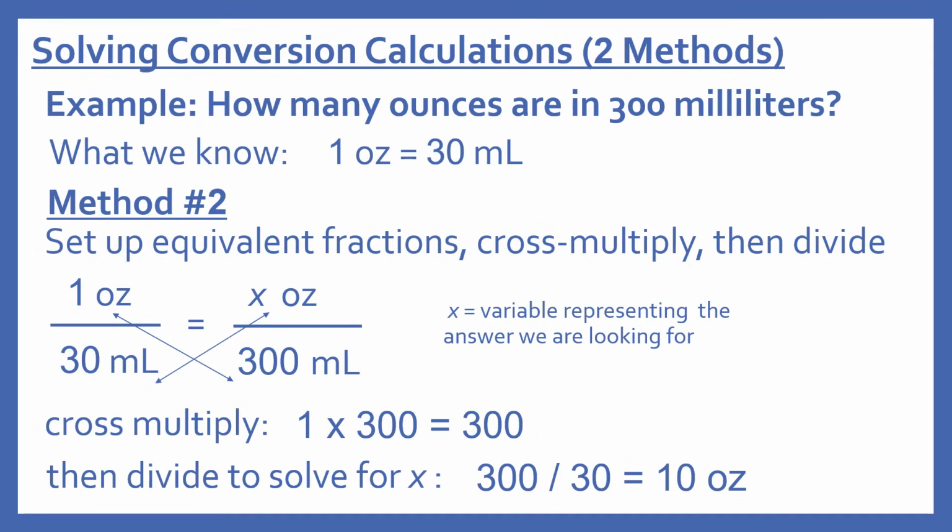The first thing we'll do is cross multiply. So we have 1 times 300, and that gives us 300. Then we divide by the other side to solve for X. So 300 divided by 30 equals 10 ounces.